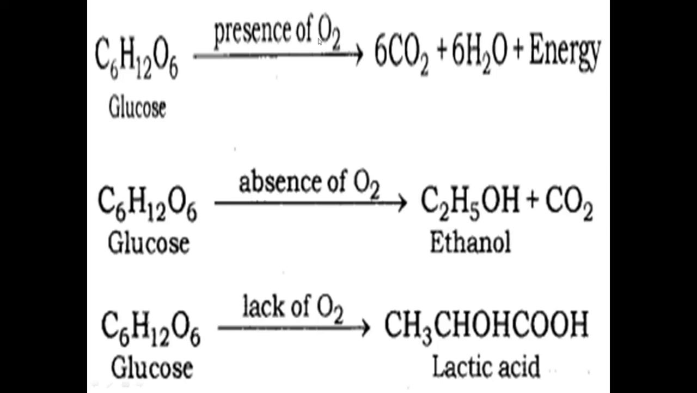So here you can see the first one is occurring in the presence of oxygen. Glucose gives carbon dioxide, water and energy. So this is happening in the presence of oxygen. Whereas in the absence of oxygen, glucose breaks down to pyruvate and pyruvate gives rise to ethanol, carbon dioxide and energy. And in the lack of oxygen, glucose breaks down to pyruvate and pyruvate gives rise to lactic acid and energy. So these are the three important things that you have to learn.